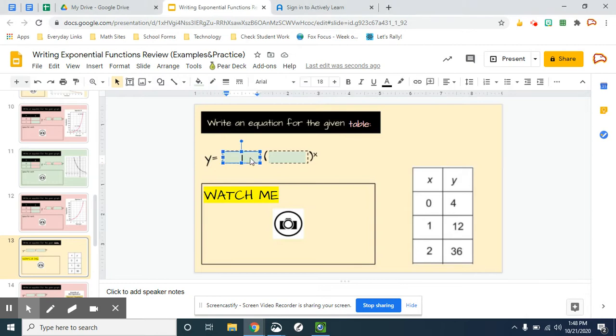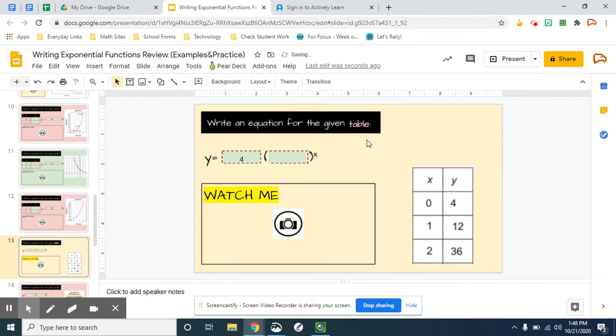So remember that a is our y-intercept. It's our beginning value, our initial value. It is when x is 0. So we already know that our initial value is 4. So now we just need to calculate what our growth or decay factor is.